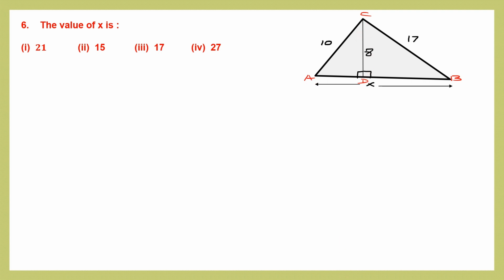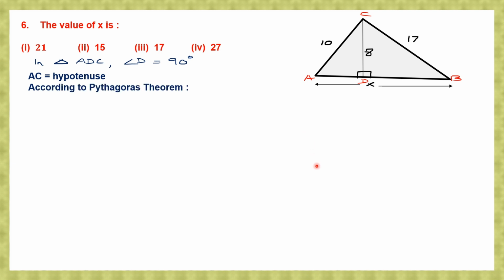So let's write that. In triangle ADC, angle D is equal to 90 degrees. So in that case, AC will be the hypotenuse. AC is the hypotenuse, and according to Pythagoras theorem, AC square, that is the hypotenuse square, is equal to AD square plus CD square.